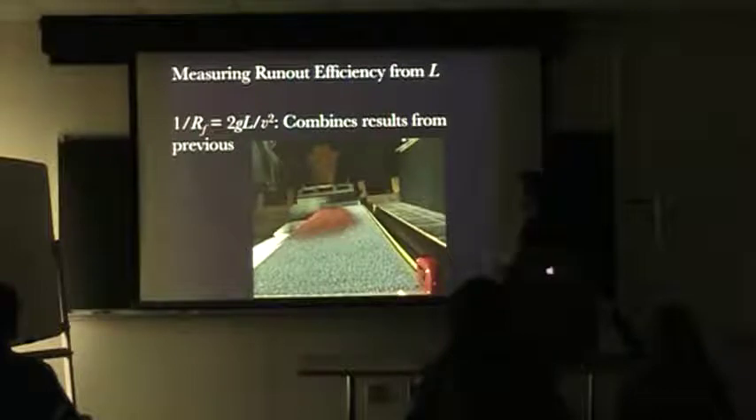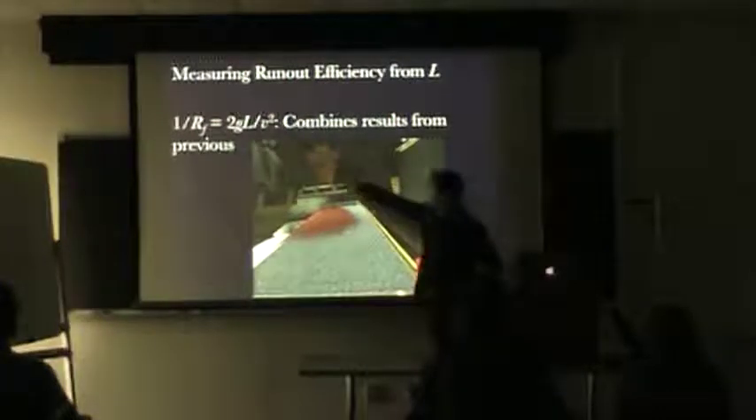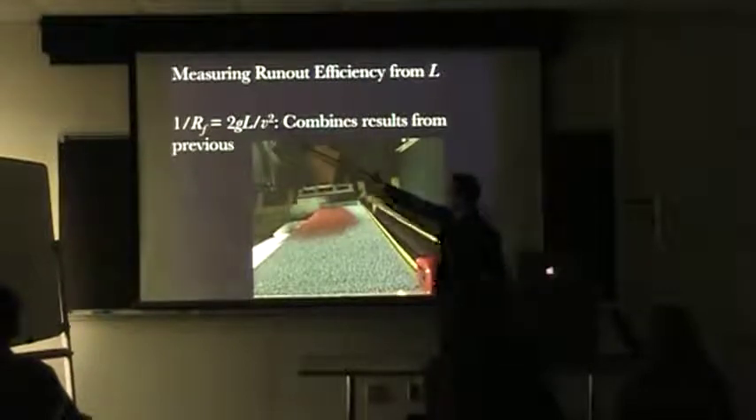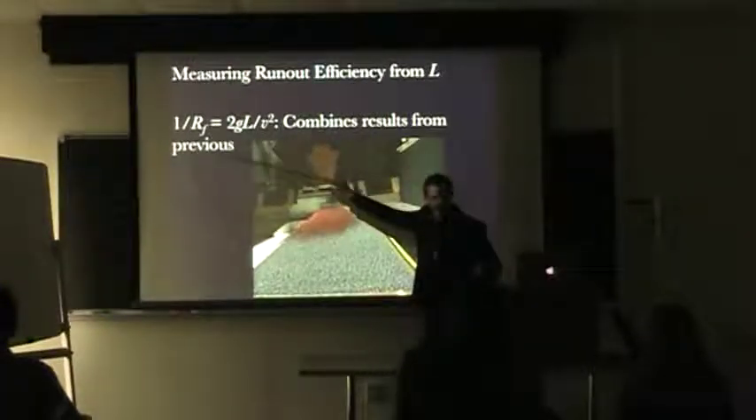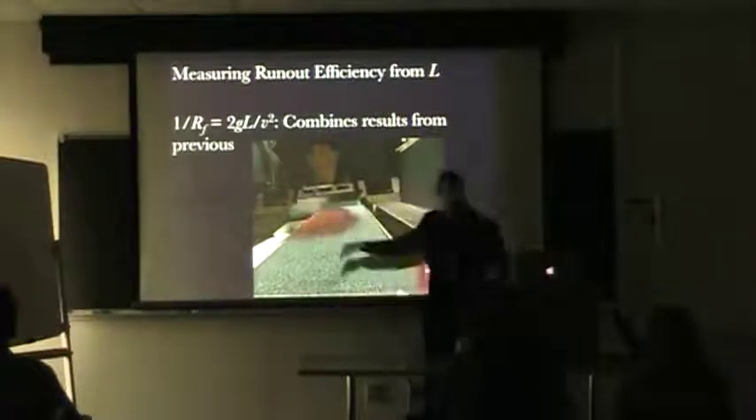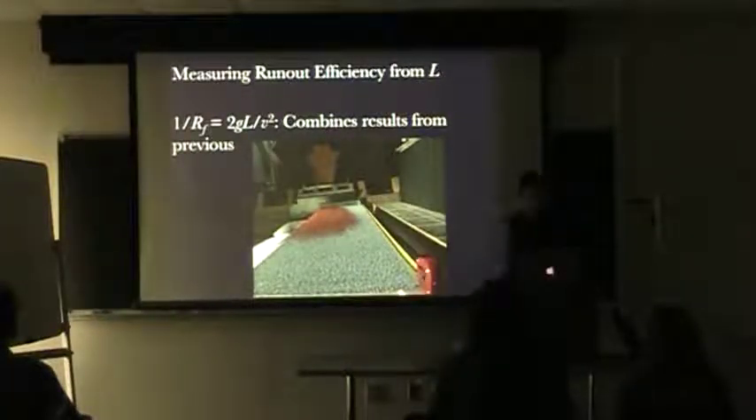Again, here's a perspective view, and we're able now to use that ejecta runout L, combined with Earth's gravity and the velocity of the emplaced ejecta, to get this runout efficiency 1 over R. I should also mention as a point that this is also the reciprocal of the coefficient of friction.